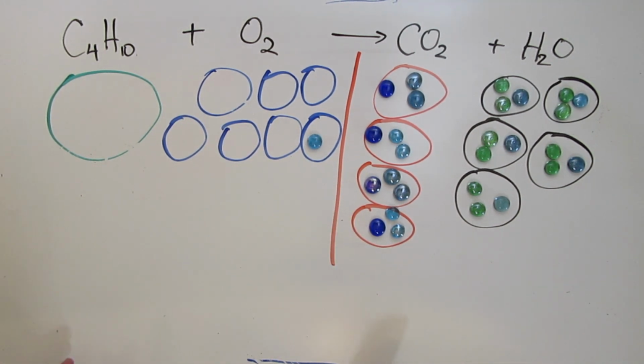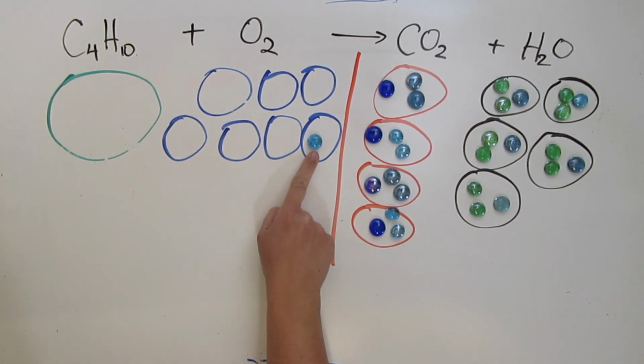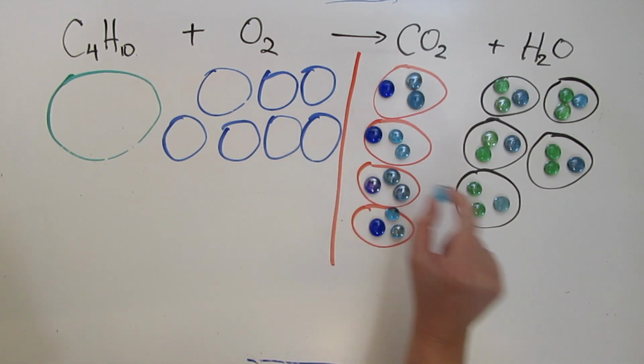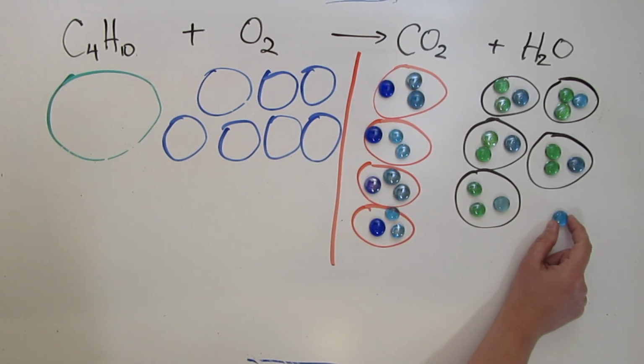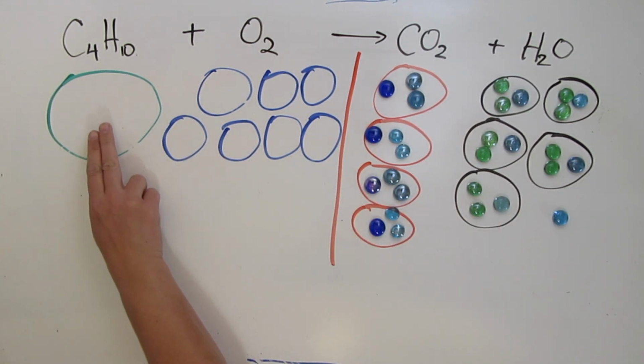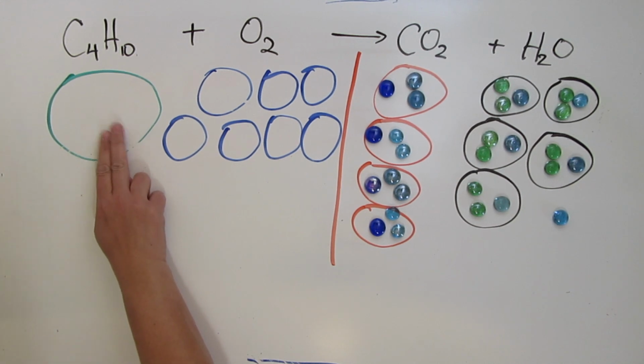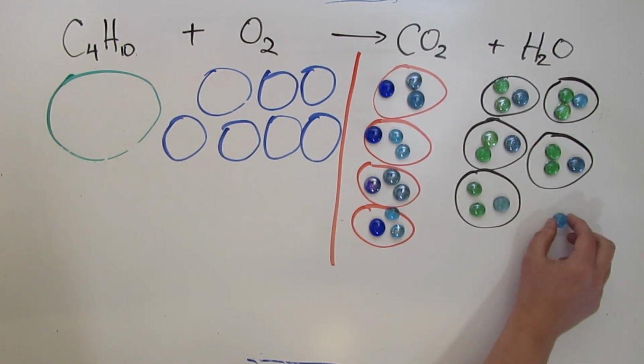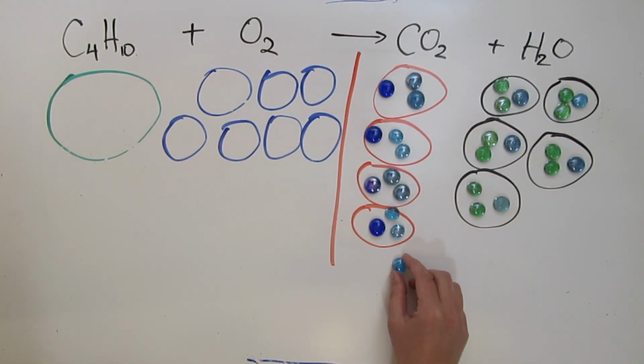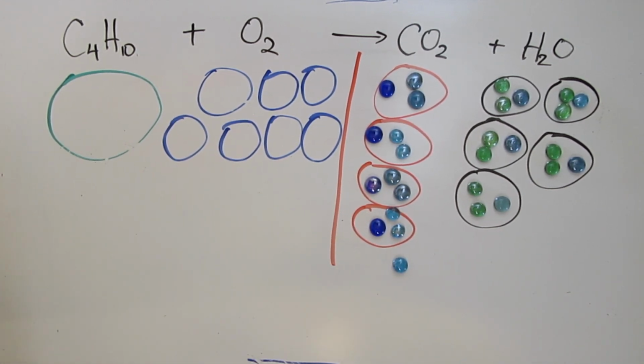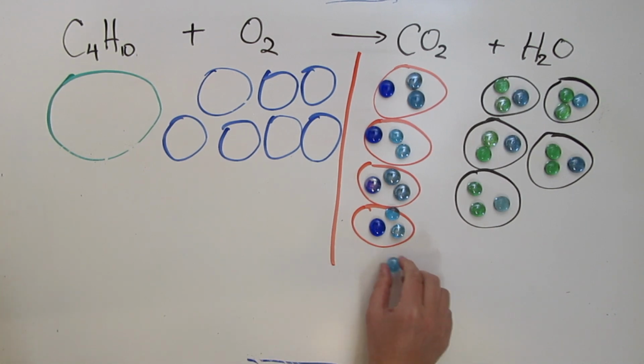This is why my students hate balancing this equation, because how can you get rid of this? If you try and use this to make a water molecule, then you need more hydrogens, but we don't have more hydrogens. If you try and use it to make a CO2, you need more carbon and yet another oxygen, and that's not going to work either. So what are we going to do?